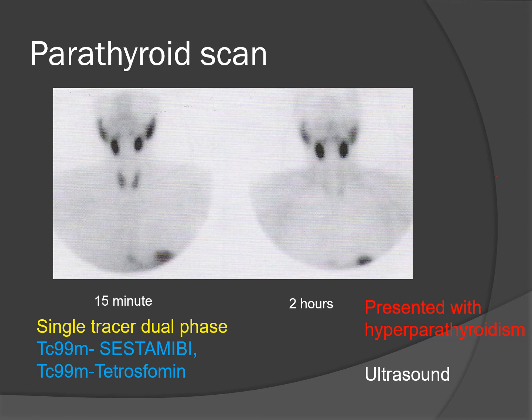If you see here, this is a single tracer dual phase. When we inject technetium-99m sestamibi, you will see increased uptake in the thyroid gland. And then after 2 hours, usually the thyroid gland will wash out. If there is any parathyroid adenoma, there will be increased uptake in the specific parathyroid adenoma.